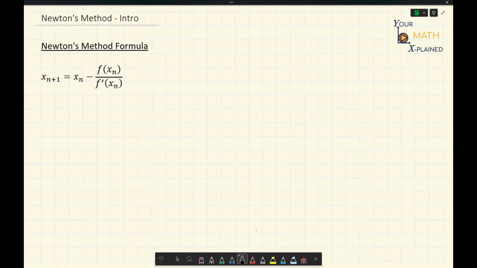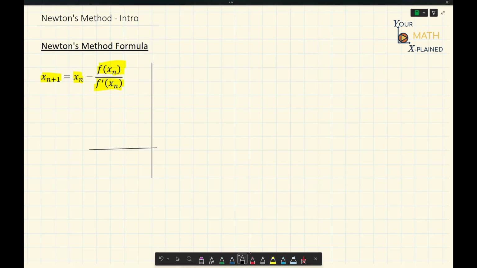The logic of this method is quite beautiful. You pick a starting x value, let's call it x naught, that's somewhere near the root. And then we're going to draw a tangent line at that point, and where the tangent line crosses the x-axis, that's going to become the next guess. So this Newton's method formula here says that if we have our nth guess, which is x sub n, we can calculate the next guess, which is x sub n plus 1, as x sub n minus f of x sub n divided by f prime of x sub n. So let's take a look at why that is the case.